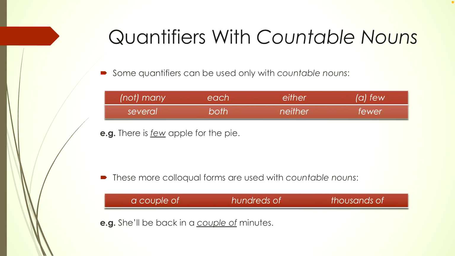Quantifiers with countable nouns. These are some of the quantifiers which can only be used with countable nouns: not many or many, each, either, a few, several, both, neither, and fewer. For example, there are few apples for the pie. Apple is a countable noun and as you can see, few is used with apple. And these are more popular forms used with countable nouns: a couple of, hundreds of, or thousands of. Like, she will be back in a couple of minutes.